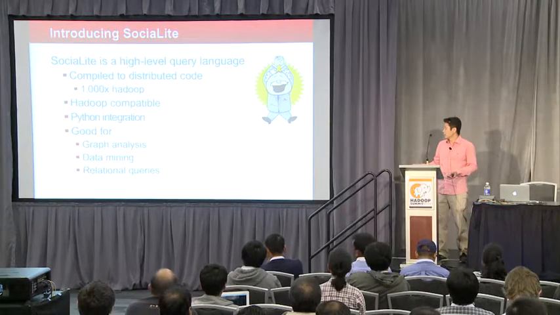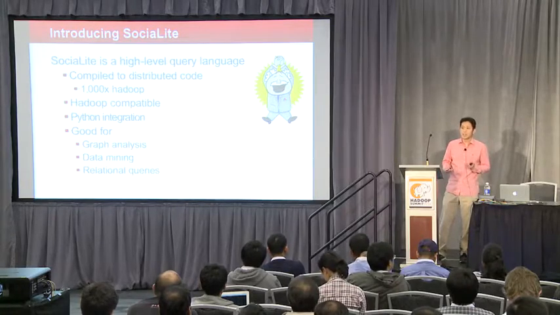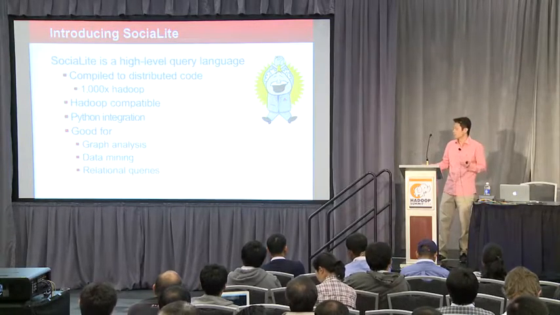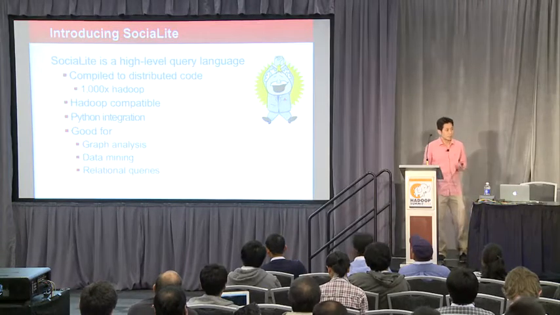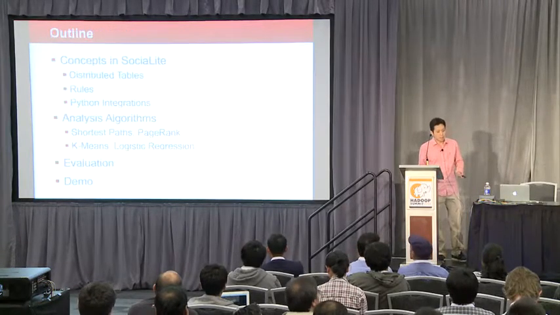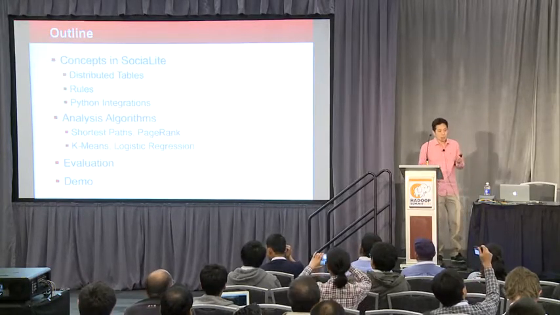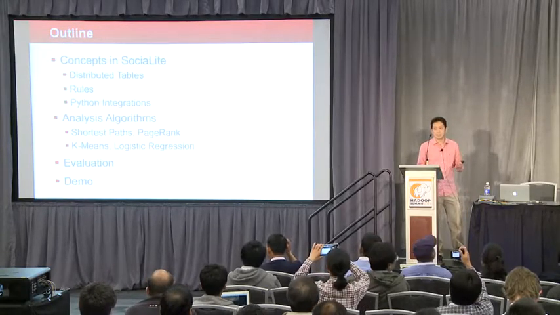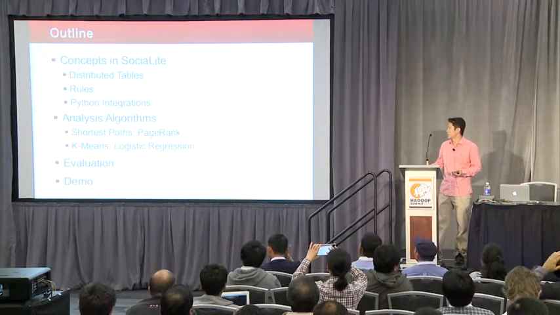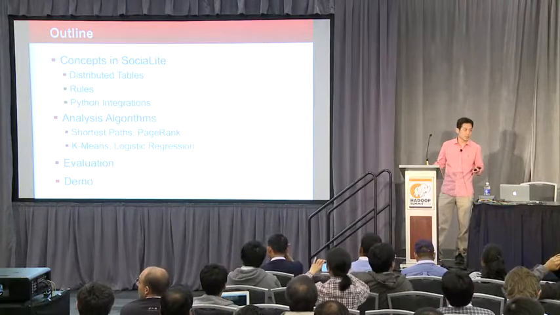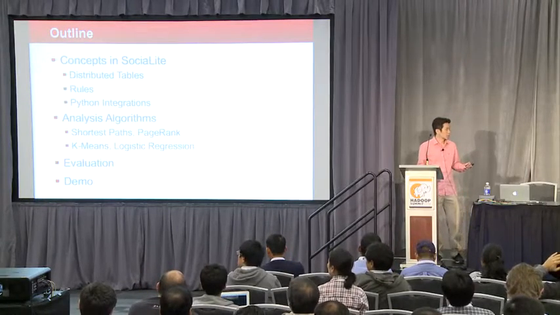And we have integrated SociaLite with Python, which makes it easy to implement some data analysis algorithms. This single query language is good for graph analysis, data mining, and relational queries. So with that, I'd like to give you an outline of the talk. First, I'm going to cover the programming concepts in SociaLite. Then I'm going to show you some of the analysis algorithms implemented in SociaLite. Then I will show you some of the evaluation numbers, and then I will give you a demo.